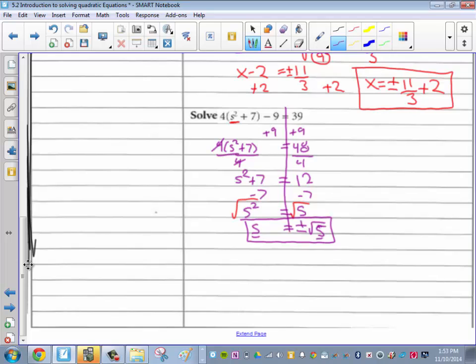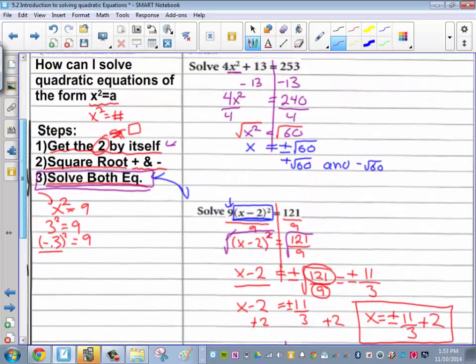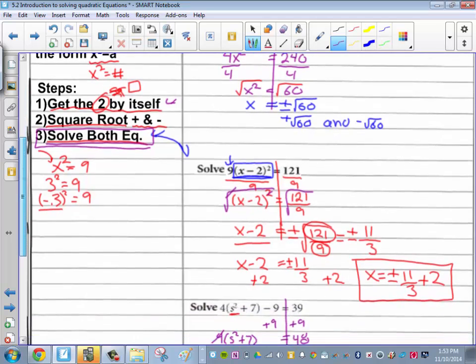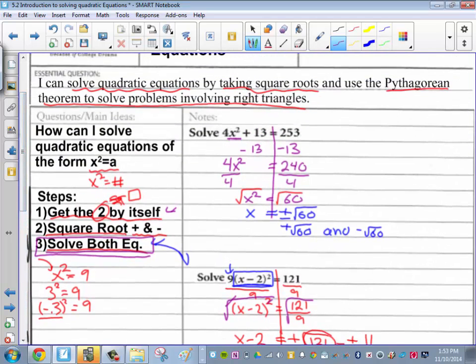Okay, so hopefully these 3 examples will give you enough information that you can use to solve quadratic equations of this form.